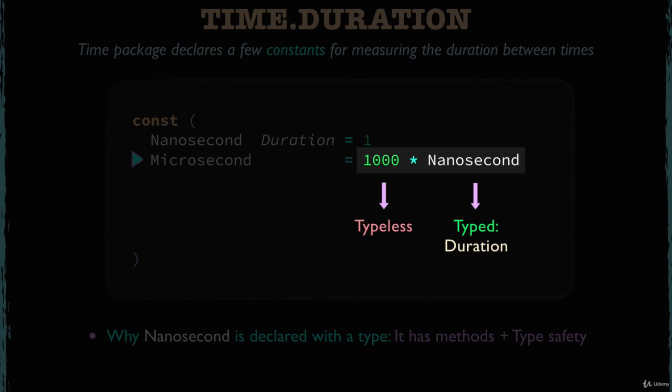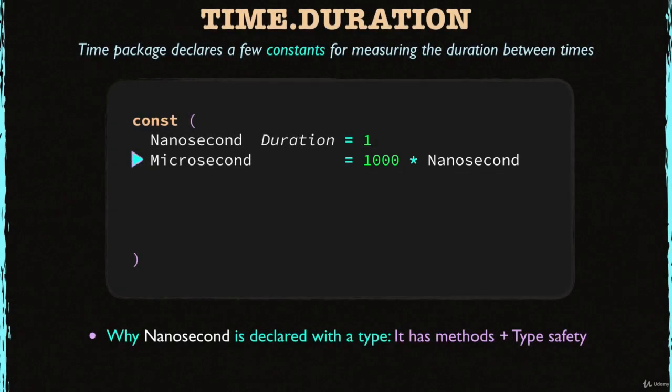So here, they multiplied 1000 with nanosecond. 1000 is a typeless integer literal. It doesn't have a type. But nanosecond has a type. So Go converts 1000 to the nanosecond's type. This happens because 1000 doesn't have a type, but nanosecond has a type. So this expression actually gets its type from the nanosecond, which is duration. And in the end, microsecond's type also becomes the duration.